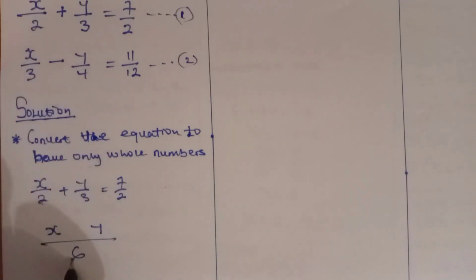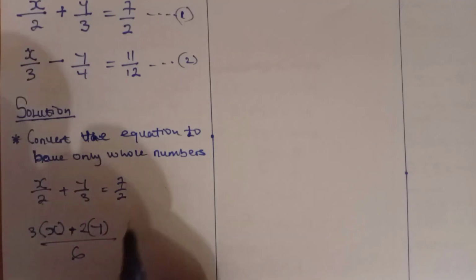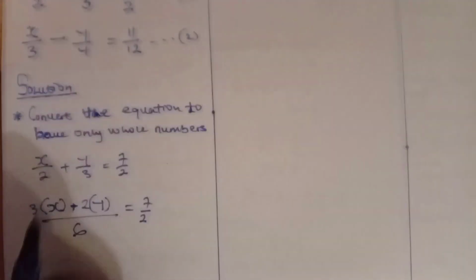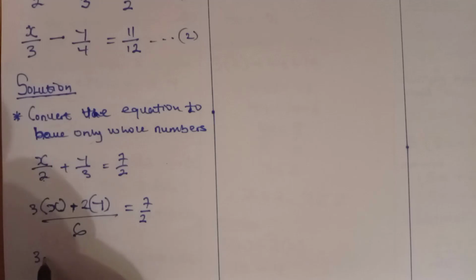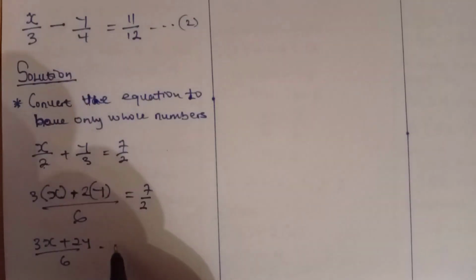So 6 divided by 2 is going to give us 3. So we have 3 here times x, plus 6 divided by 3 is going to give us 2 times y. And then we have 7 over 2. So we can open this bracket to be 3 times x, which is 3x, plus 2 times y, which is 2y, all over 6, still equals 7 over 2.